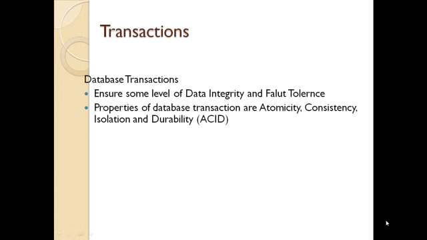The next important concept in Relational Database Management System is transaction processing. In every level of transaction, we have to ensure the data integrity as well as the fault tolerance. In every transaction, we have to ensure the properties of atomicity, consistency, isolation and durability. It is called the ACID property.